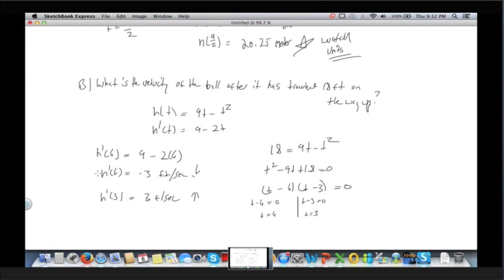So what's the answer? What is the velocity of the ball after it has traveled 18 feet on the way up? Well, this is up, so the answer is this. The velocity of the ball after it has traveled 18 feet on the way up is 3 feet per second. Okay. Yeah, I think we got confused about the units. I think you've miswritten the problem on your screen. Yeah, it must have been 18 meters. I'm sorry.